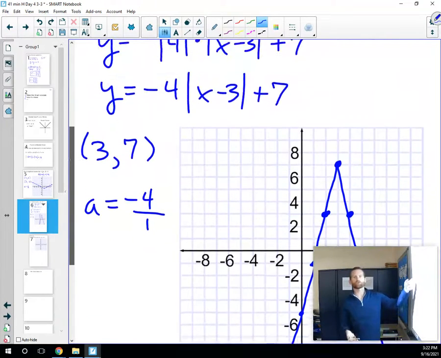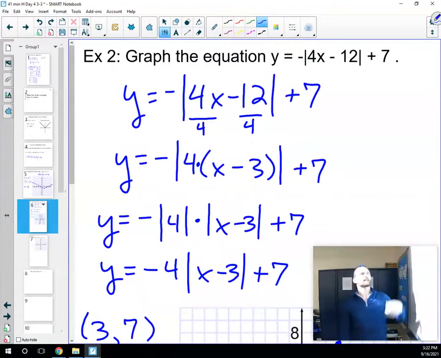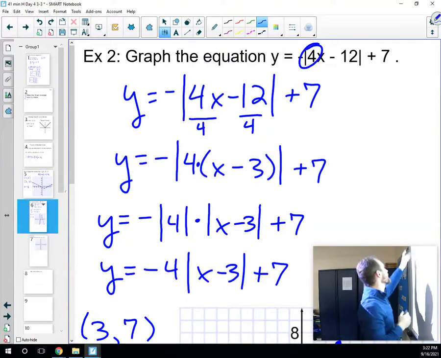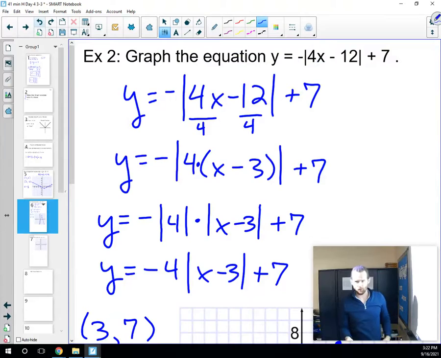So obviously what made this one more difficult was the fact that we had a number in front of the x. We had to create our vertex form. It wasn't just already in vertex form.